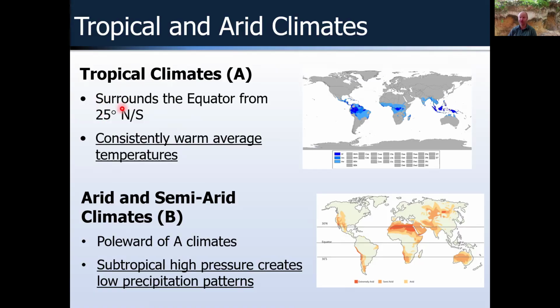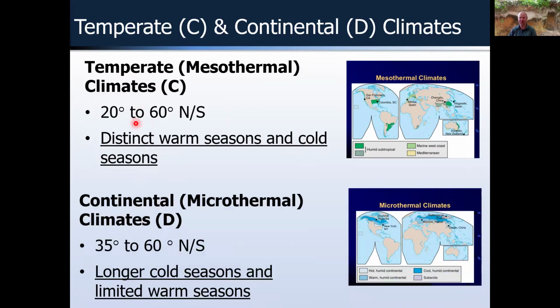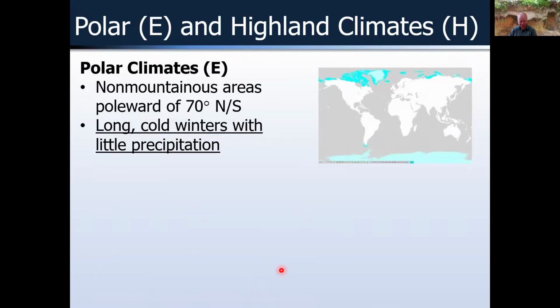It's pretty much just hot and humid all year round, versus here in these more southern temperate regions like Florida and Alabama, for example, where you're thinking they have distinct warm and cold seasons, but it's warmer than colder in general. Whereas as you move further north into the D, this is known as continental, also known as microthermal. And so now from 35 north, moving a little further north to 60, we have longer cold seasons being a major difference between temperate and then limited warm seasons.